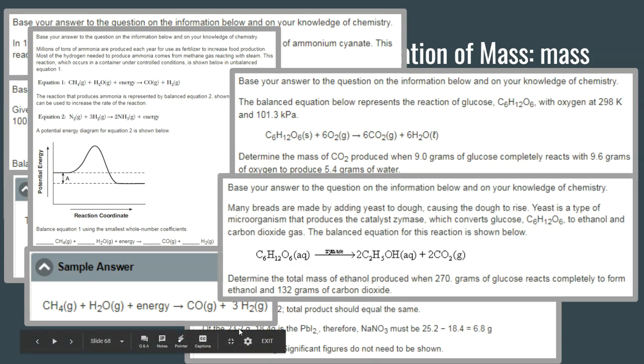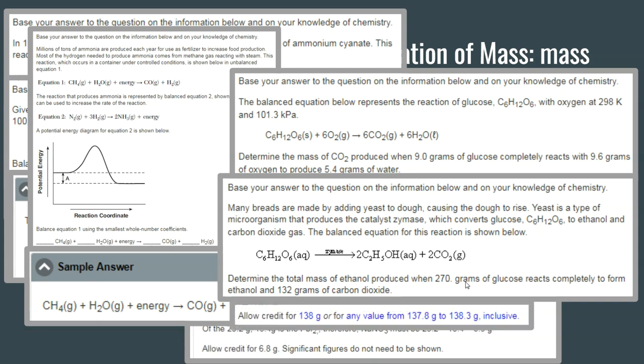Last problem. Many breads are made by adding yeast to dough, causing the dough to rise. Yeast is a type of microorganism that produces the catalyst zymase, which converts glucose to ethanol and carbon dioxide. The balanced equation for this reaction is shown below. Glucose plus zymase gives you 2 ethanol plus carbon dioxide. Determine the total mass of ethanol produced when 270 grams of glucose reacts completely to form ethanol and 132 grams of carbon dioxide. Remember, here our unknown is ethanol, but we do know that we start off with 270 grams of glucose.